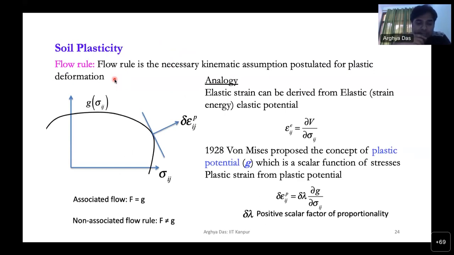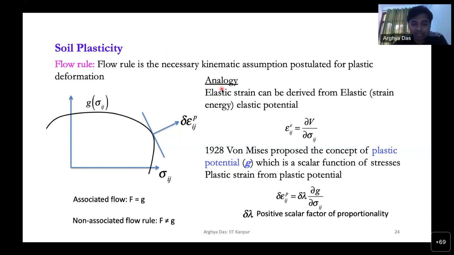Now coming to the second part of it. Once we define the threshold, we define what my yield condition is, whether it's a loading-unloading condition, and whether it is full-fledged isotropic or kinematic hardening, then comes the calculation of the plasticity, in the sense of plastic strain or permanent strain. How can we calculate it? It comes from the term called flow rule. What is the flow rule? It comes from an analogy for how to calculate the plastic strain.